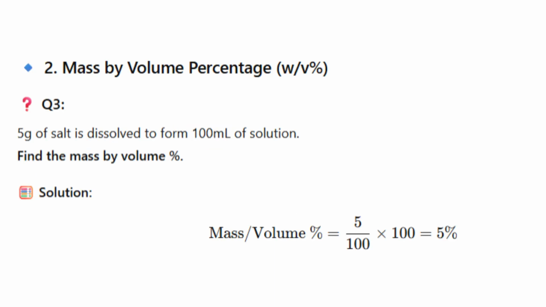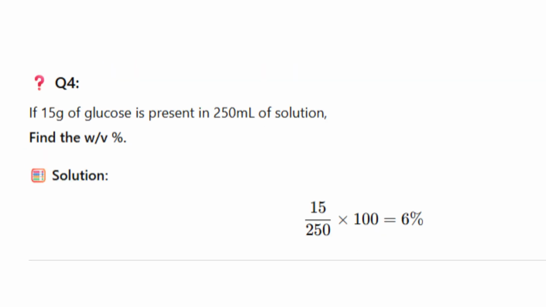2. Mass by volume percentage, W/V %. Question 3. 5 grams of salt is dissolved to form 100 milliliters of solution. Find the mass by volume percentage. Solution. 5 divided by 100 times 100 equals 5%. Question 4. 15 grams of glucose is present in 250 milliliters of solution. What is the mass by volume percent? Solution. 15 divided by 250 times 100 equals 6%.